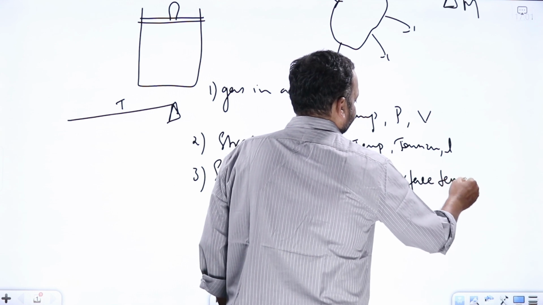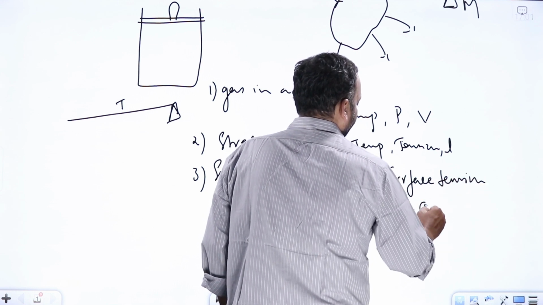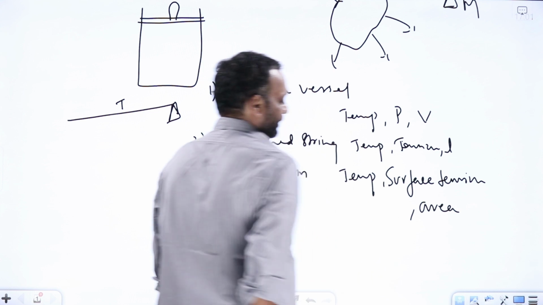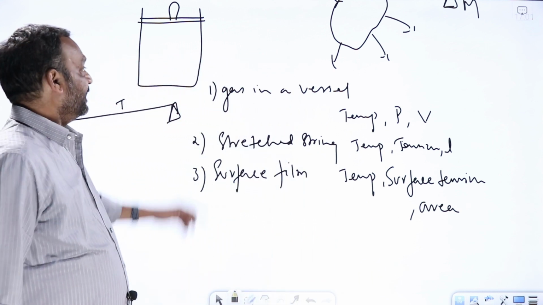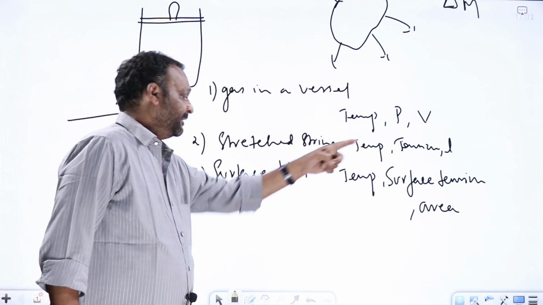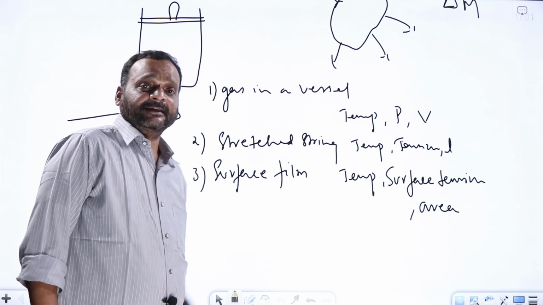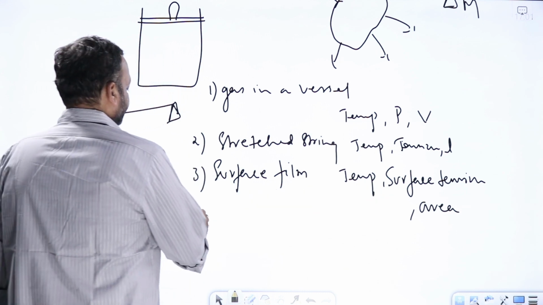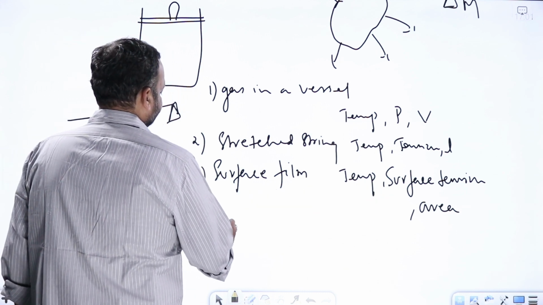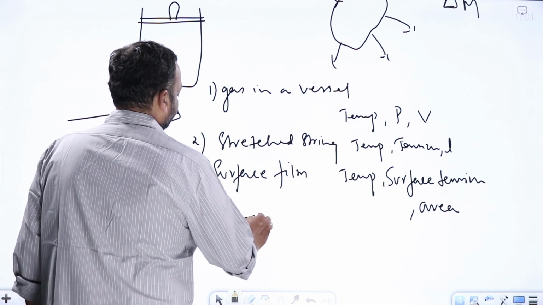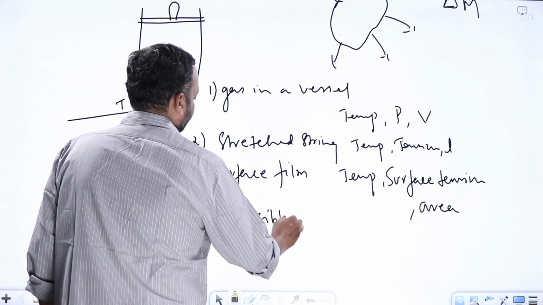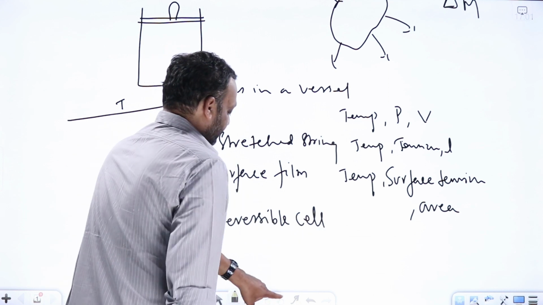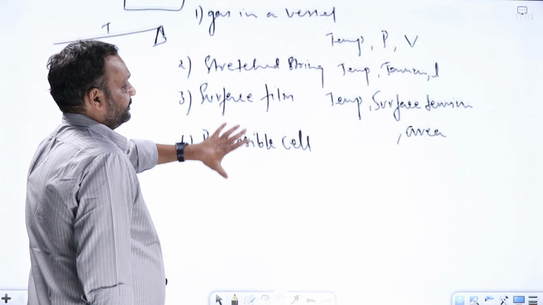Surface tension. Okay, third one, area. A stretched membrane will have area. Gas will have volume, string will have length, and surface film will have area. Okay, fourth one, we can take a reversible cell. What are the important parameters of a reversible cell?